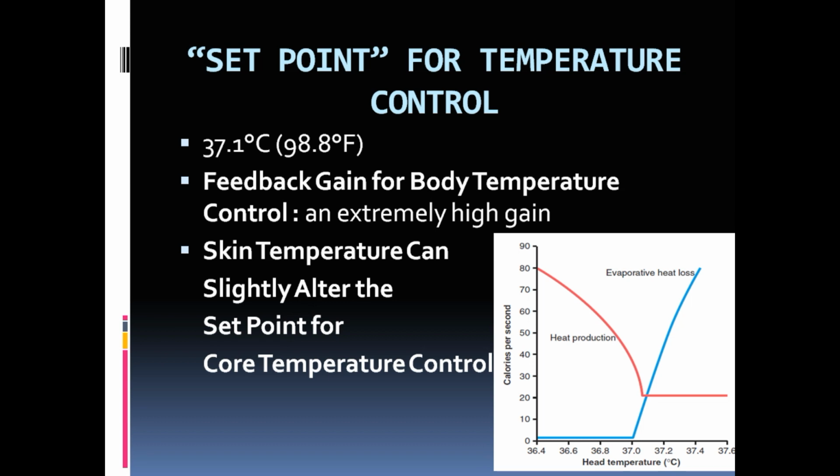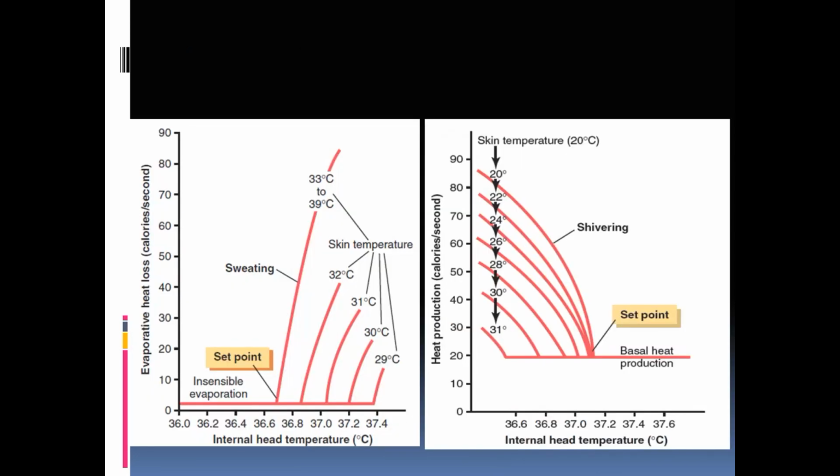Coming to the physiological changes, skin temperature has a capability that it can alter the set point for the core temperature control. Let us see in this diagram that we have two conditions. We'll study these two diagrams separately. Let us see the first diagram. These are the skin temperatures, and corresponding to the skin temperature, these are the set point levels. So at 33 to 39 degrees Celsius, this is the set point for the body.